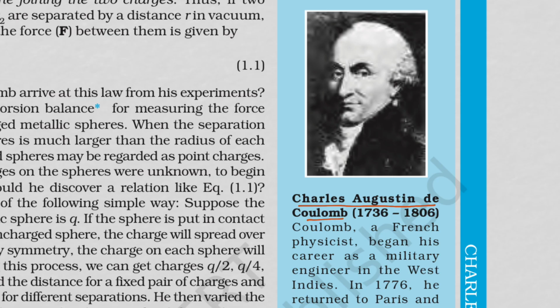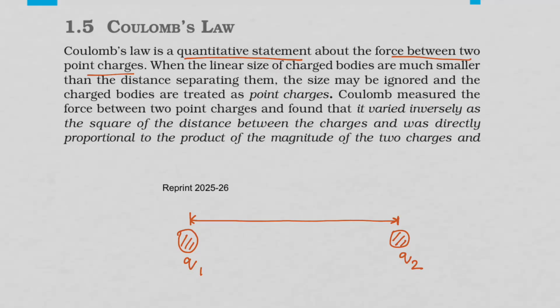He was a French physicist, and the law simply says that the force working between these two charged objects is directly proportional to the product of the charges on both the bodies, and the force is also inversely proportional to the square of the distance between these two bodies. So let r be the distance between these two bodies.